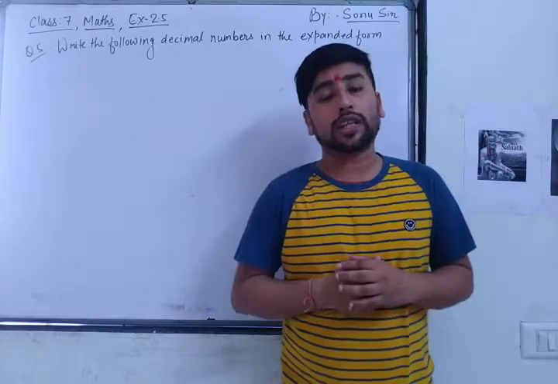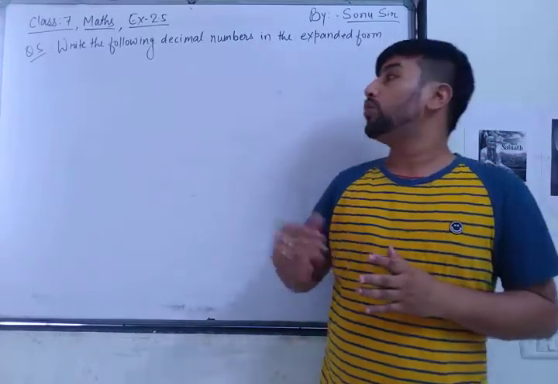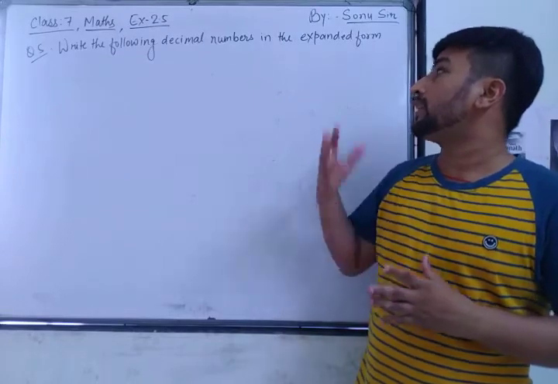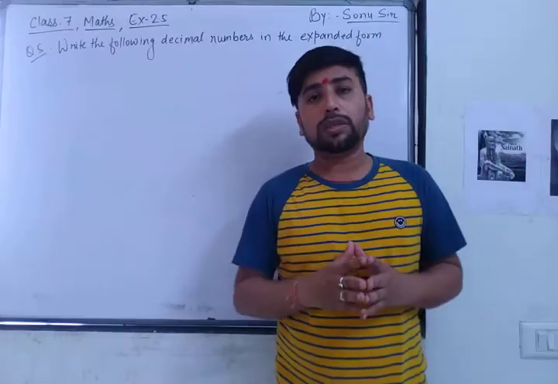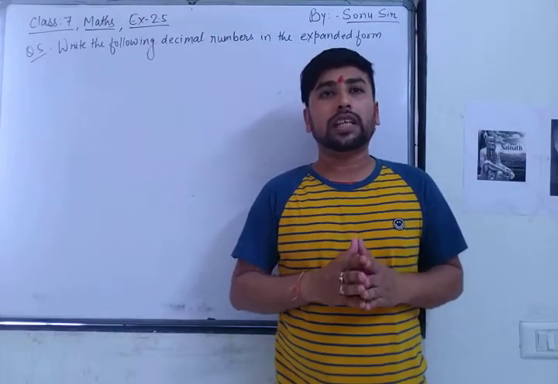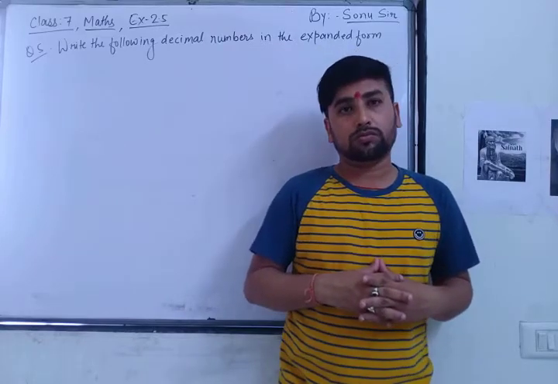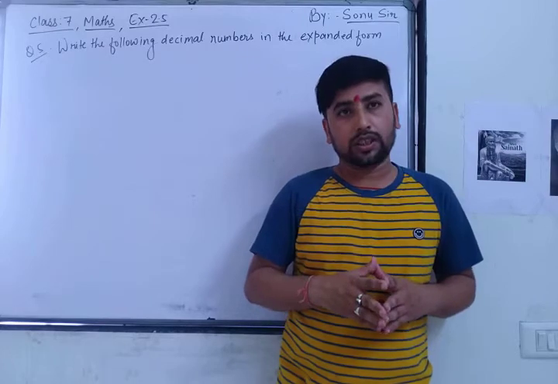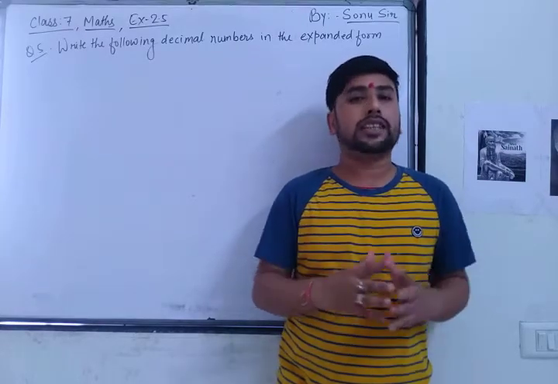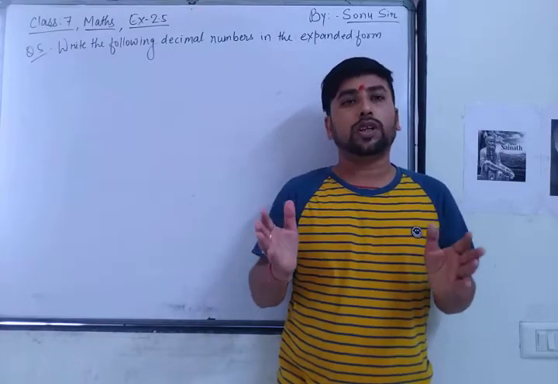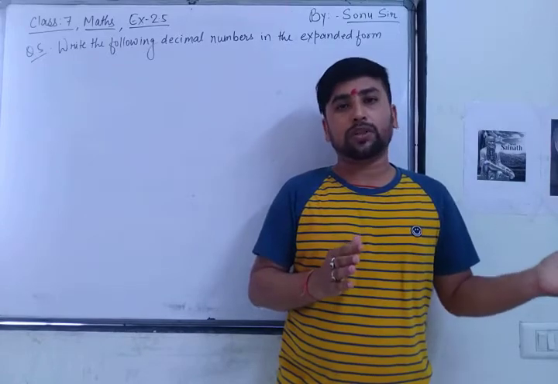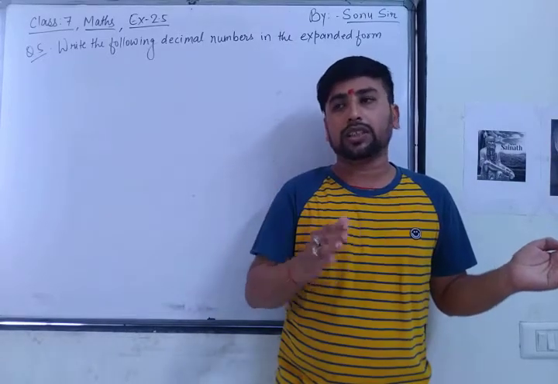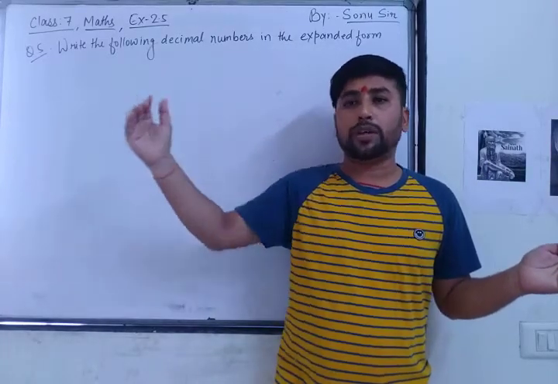In this question we have to write the following decimal numbers in the expanded form. What is the meaning of expanded? Expanded means, for example, if I talk about 1,30,420 rupees, I have to expand this number: first 1 lakh, then 30,000, then 200, then 50.